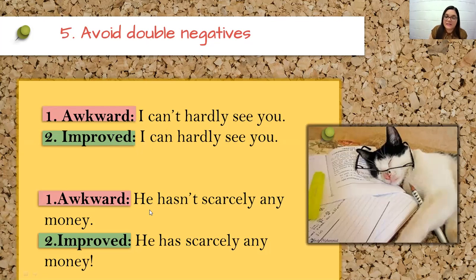Another example is "he hasn't scarcely any money." Does he have money or does he lack the money? He has scarcely any money. Generally, when you use negative adverbs like this one, scarcely, hardly, almost, you won't use negative constructions, okay? You will use affirmative constructions and you will have these negative meaning adverbs.